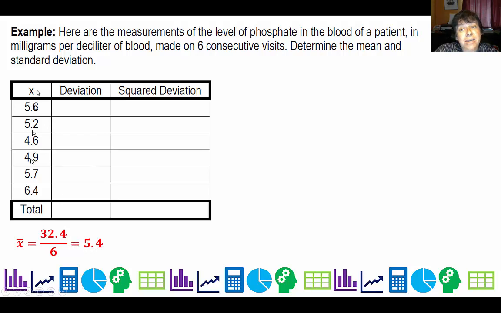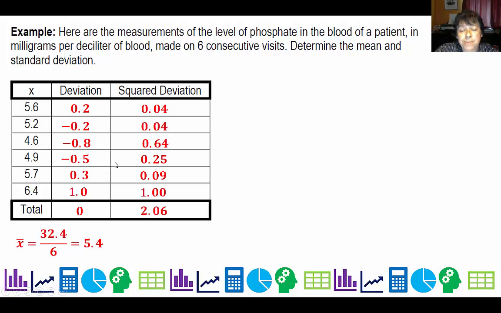These are not in ascending order, so I don't know if I'm going to get positive or negative first. So 5.6 minus 5.4 is 0.2. Then we get negative 0.2, negative 0.8, etc. When I add these all up, I better get 0. Now I'm going to square all of these. Notice you get the same thing from 0.2 and negative 0.2. Add those up, and that's 2.06, the sum of the squared deviations.